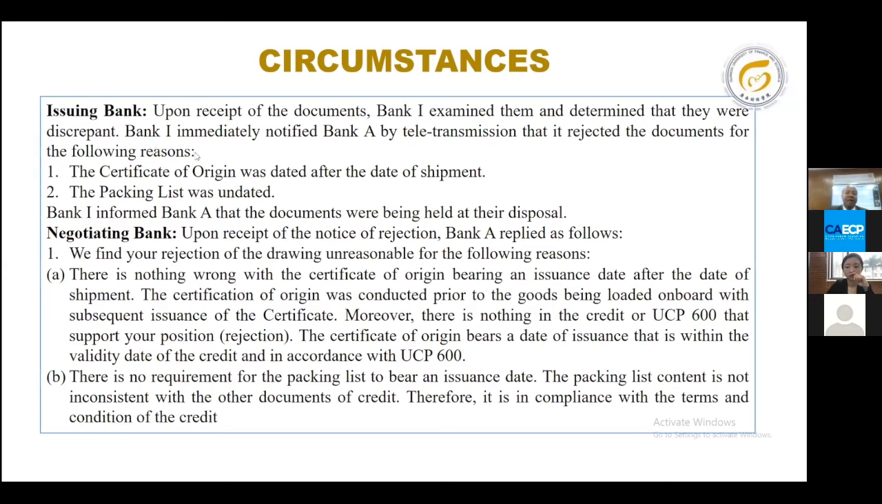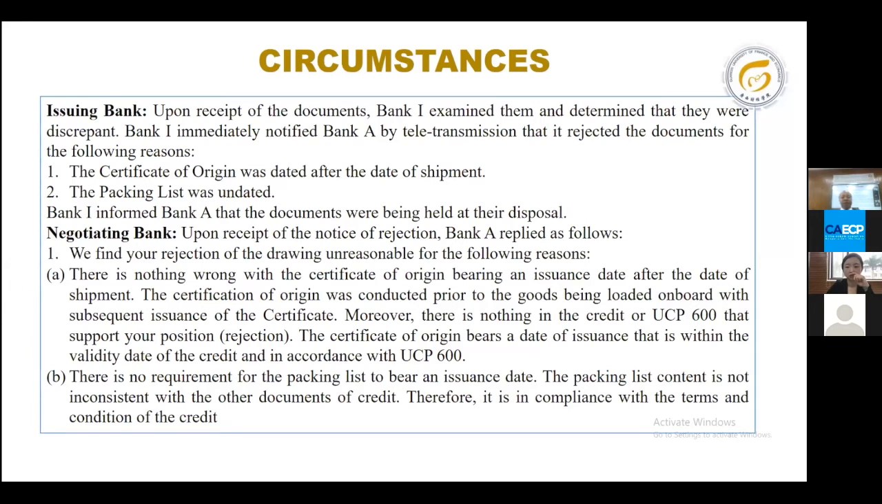Then Bank 1 immediately notified Bank A by teletransmission that it rejected the documents for the following reasons. Firstly, the certificate of origin was dated after the date of shipment, because they have this shipping bill we talked about before. The shipping bill has the dates of shipment. So the certificate of origin was not matching the date of shipment.